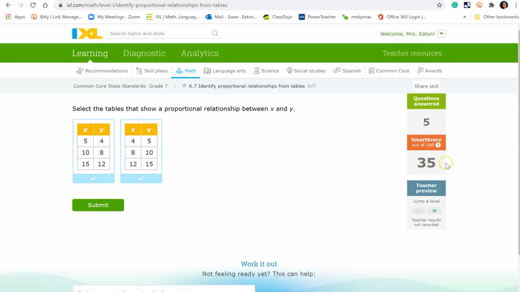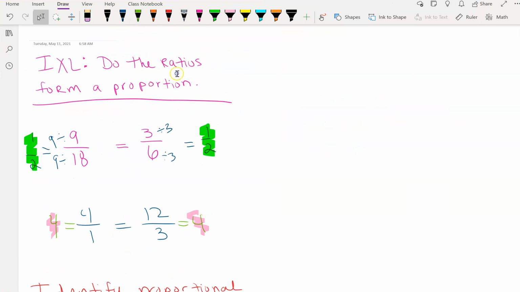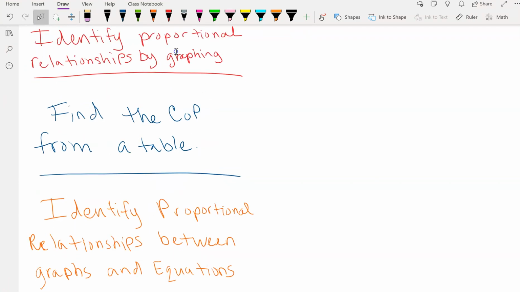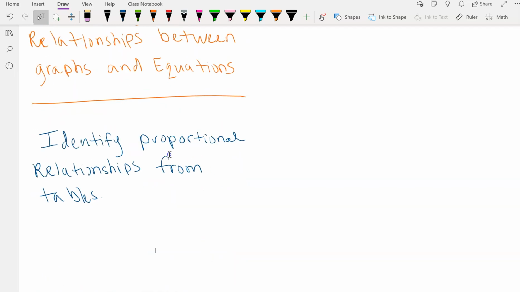Don't forget that you have to hit 85 for all of these 5 assignments. So let's bring this back up so you can see what those 5 are. Do the ratios from a proportion, number 1, and then identify proportional relationships. Find the COP from a table. Identify proportional relationships between graphs and equations, and identify proportional relationships from tables. Feel free to watch this over and over if you forget how to do the problems. Thank you. And remember, this is due Monday before class.